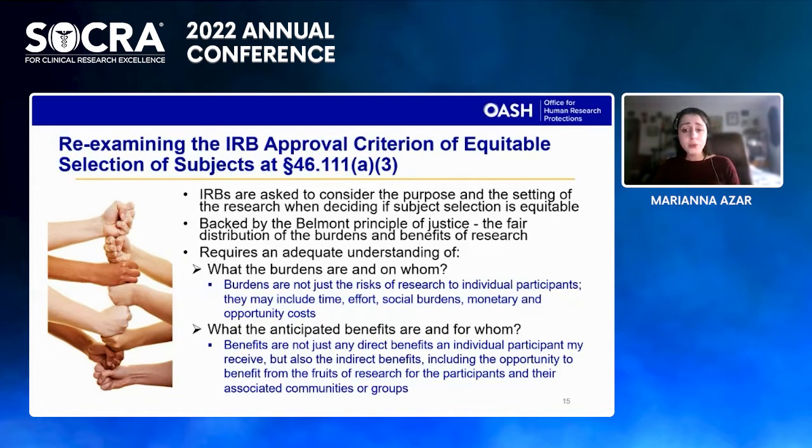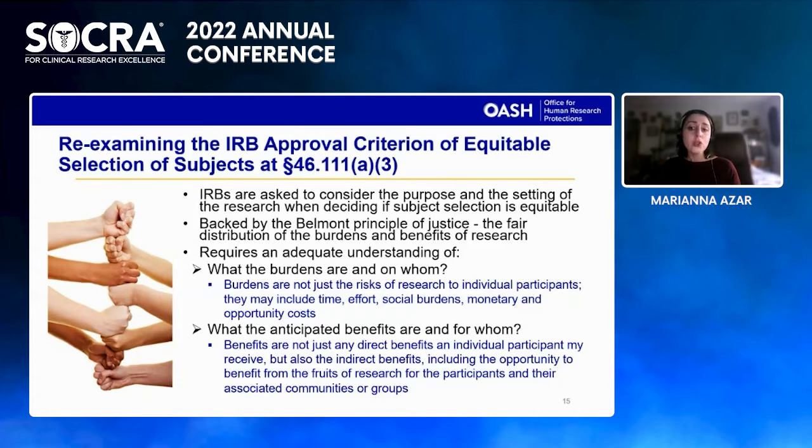However, this review criterion specifically requires IRBs to consider the purpose and the setting of research when deciding if subject selection is equitable. So the idea here is that the principle of justice plays itself out at the time of recruitment. And through an equitable selection of subjects, the research is assumed to have a fair distribution of the burdens and benefits of research. So, who you approach for recruitment and where and how you approach them may be a significant factor for IRBs to consider.